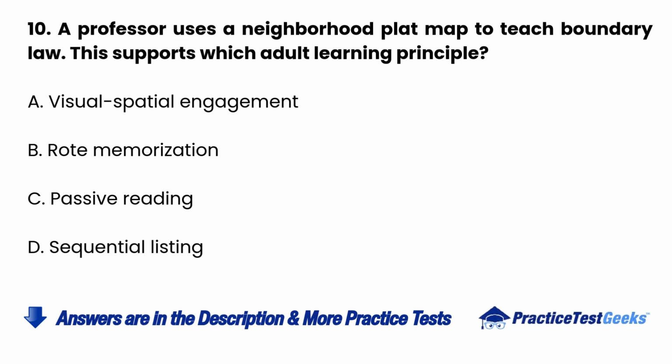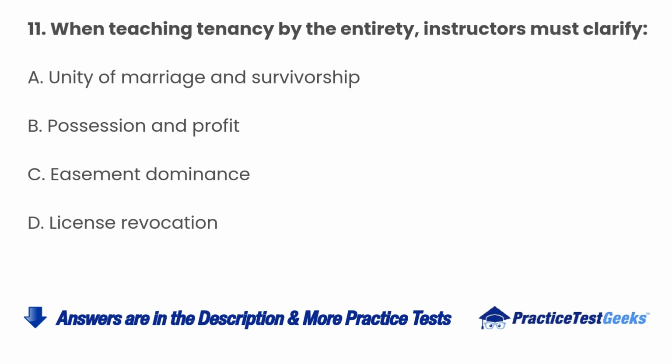10. A professor uses a neighborhood plot map to teach boundary law. This supports which adult learning principle? A. Visual spatial engagement. B. Rote memorization. C. Passive reading. D. Sequential listing. 11. When teaching tenancy by the entirety, instructors must clarify A.